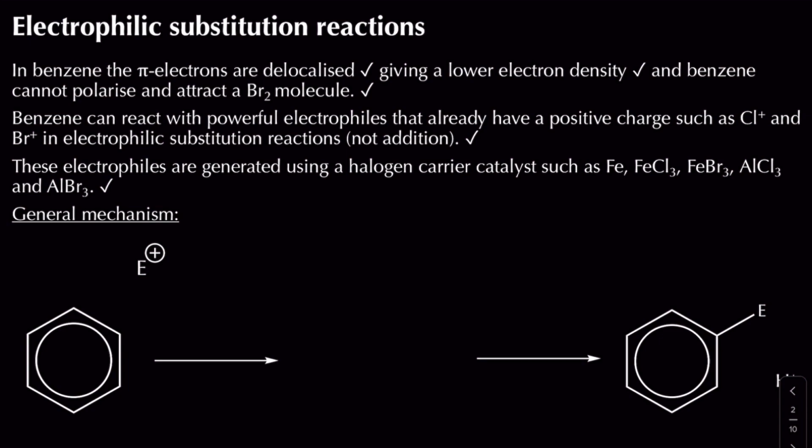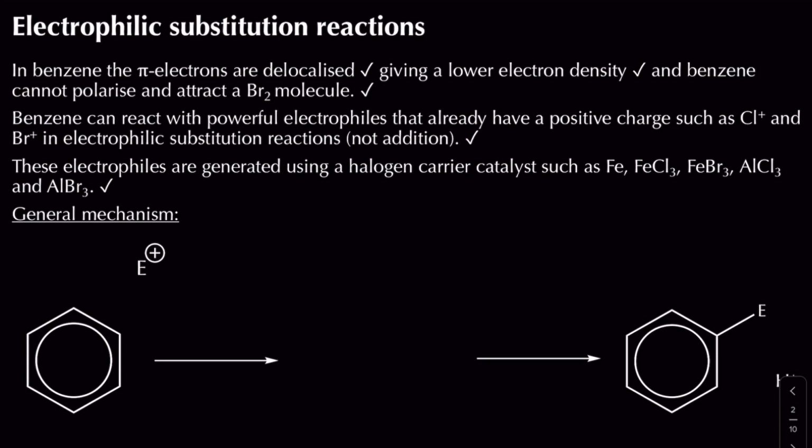Now when we're dealing with our aromatic compounds themselves, which contain a benzene ring, they react by an electrophilic substitution reaction, whereas our alkenes are going to react in an addition reaction instead. There's a reason why the reaction mechanism is different, and it's mainly because in benzene the pi electrons are delocalized, whereas in our alkene they're localized. So in benzene we've got a lower electron density compared to the high electron density in our alkenes, and if the electron density is low, that means that benzene can't actually polarize and attract a molecule of a halogen like bromine or chlorine itself, right?